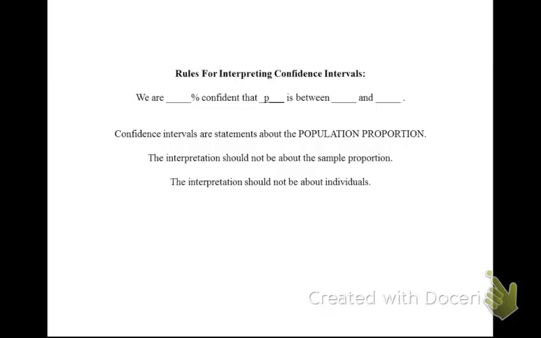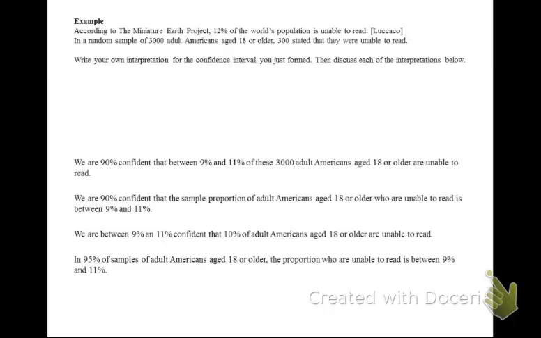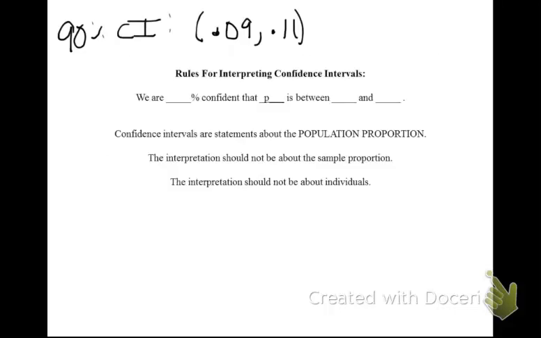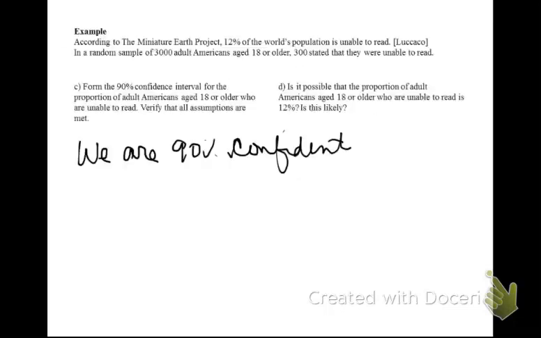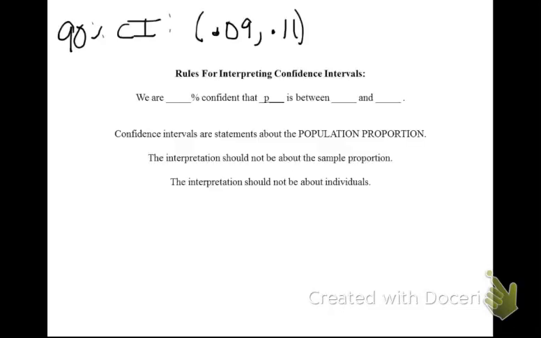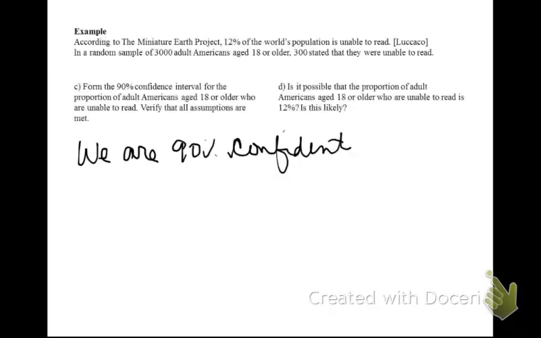Let's use these rules to write our own interpretation for the confidence interval we just formed. Remember, our 90% confidence interval was 0.09 to 0.11. So to start out, we should say we are 90% confident. So in our interpretation, I've written out that we are 90% confident. The next part says that we should say p in words. p is the proportion of adult Americans aged 18 or older who are unable to read.